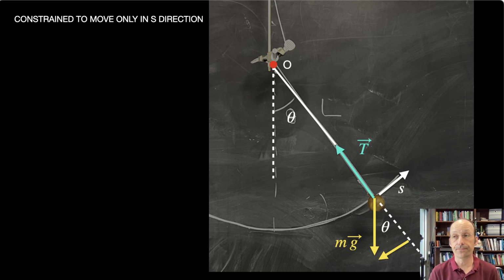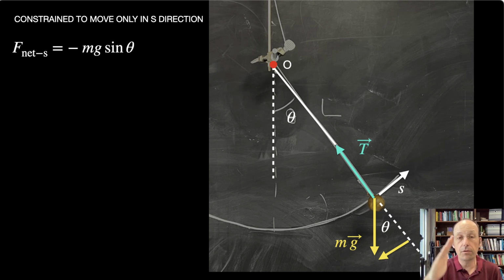It's only one-dimensional, so I only need the forces in the S direction. The tension does not exert any force in the S direction, because it's perpendicular. But the gravitational force does. And you can see that as the string moves at different angles, the amount of gravitational force in the S direction also changes. So we get this expression, negative mg sine theta, because S is that way, but the gravitational component is in the opposite direction.